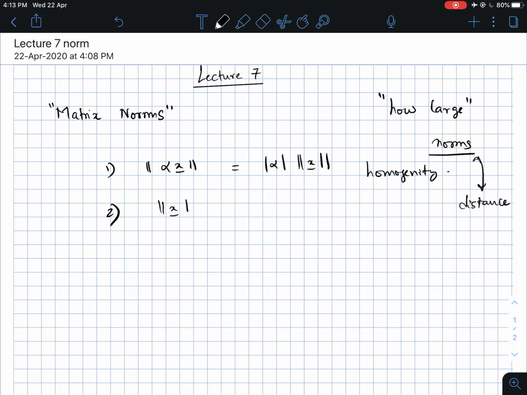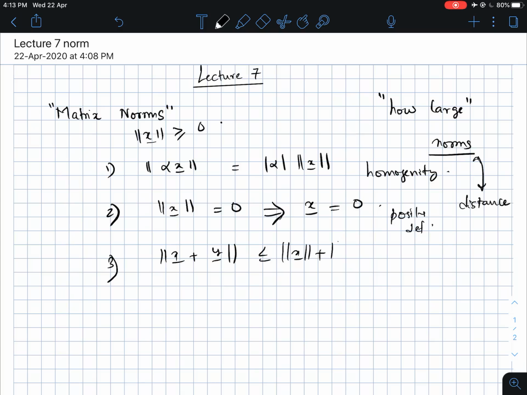Similarly we had definiteness, meaning that if the norm of a vector is 0, then we must be able to say that the vector is actually 0. In other words, if the vector is non-zero, the norm must not be 0. So that's positive definiteness. And norms are always non-negative, since they represent distance. The third property was the triangle inequality: the norm of x plus y is less than or equal to norm of x plus norm of y.